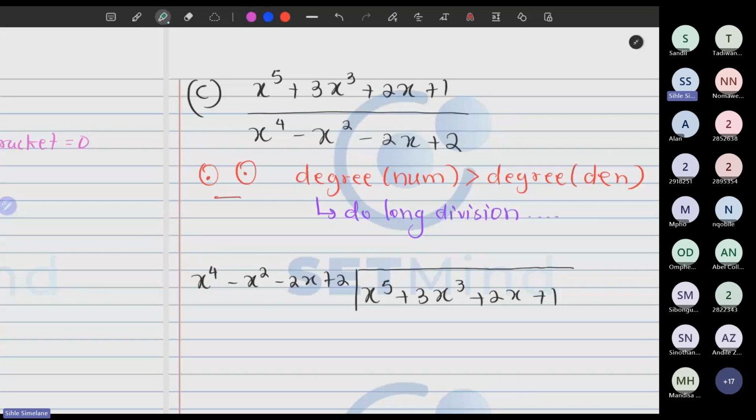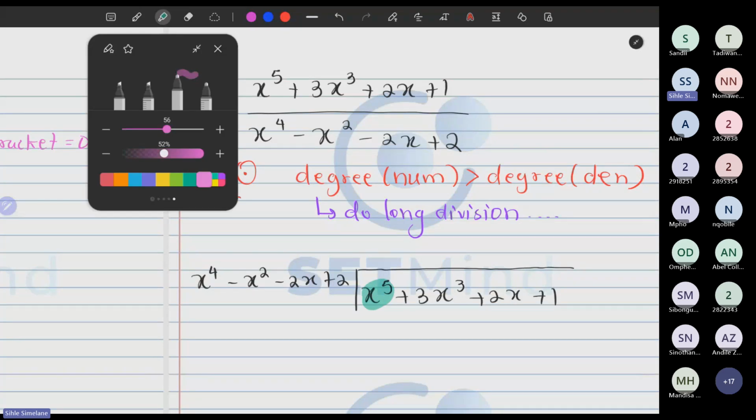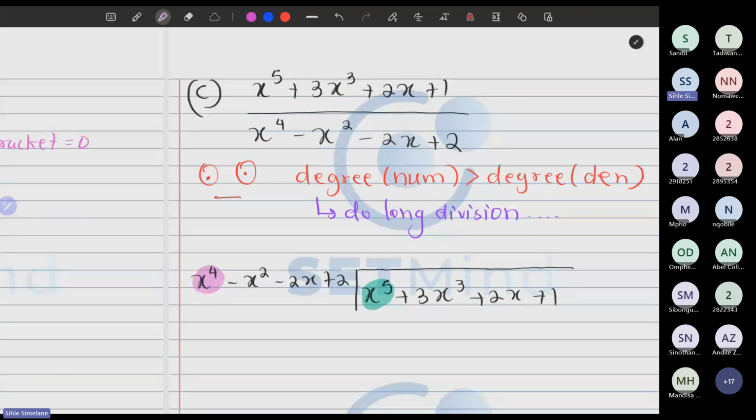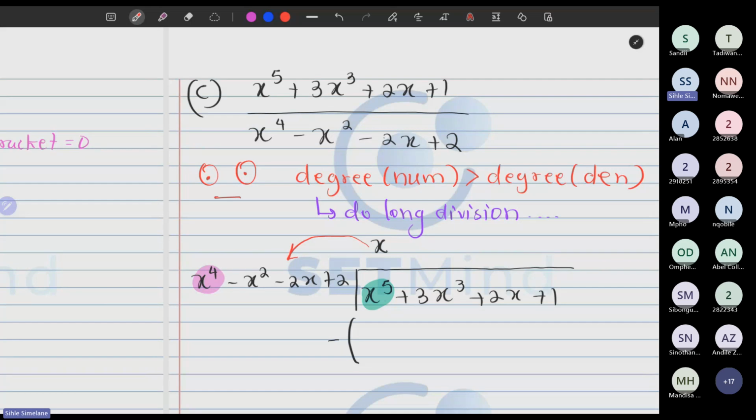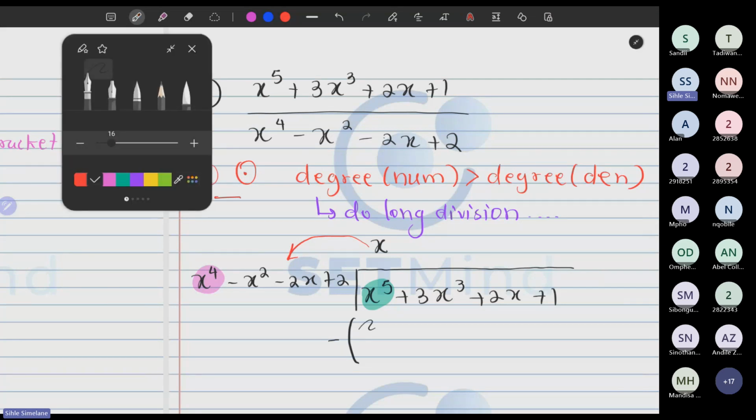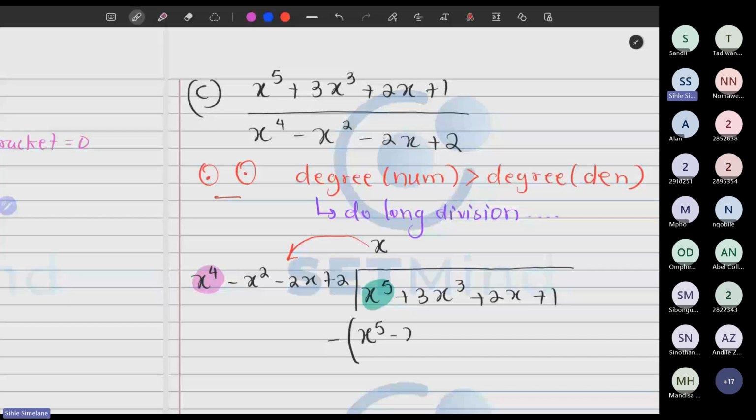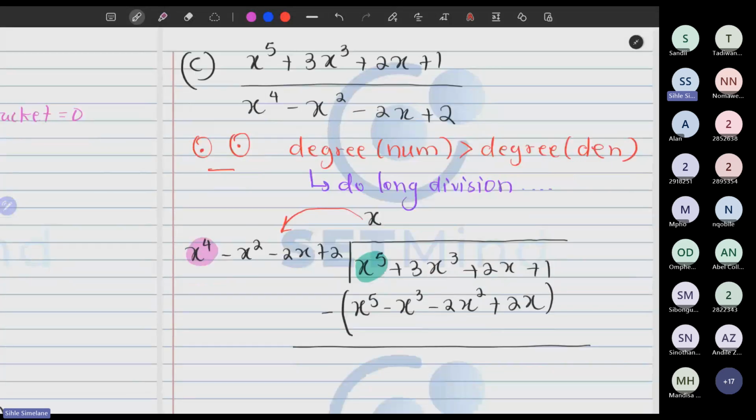If you remember, good people, with long division, what you do, you take this here, you will go and divide by x to the 4. So what is x to the 5 divided by x to the 4? Easy stuff. What is the answer? X. X minus. And then what we do is the answer which we get, we will take it. That answer should multiply everything which is down here. And when we multiply that, we'll get x to the 5 minus x to the 3 minus 2x squared plus 2x. Okay, and then we subtract these two here.